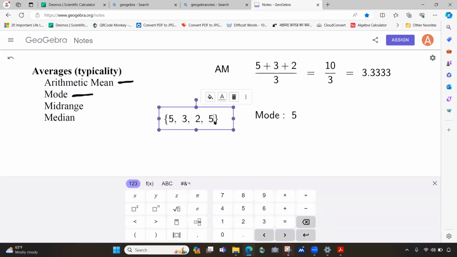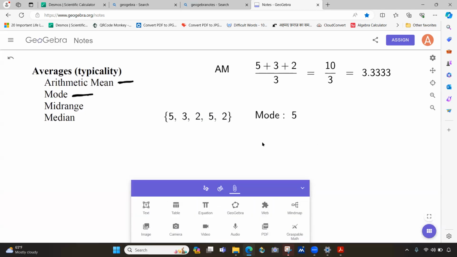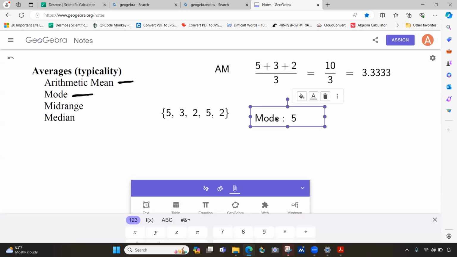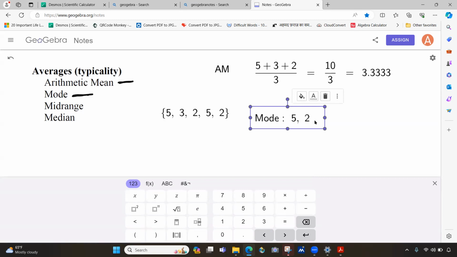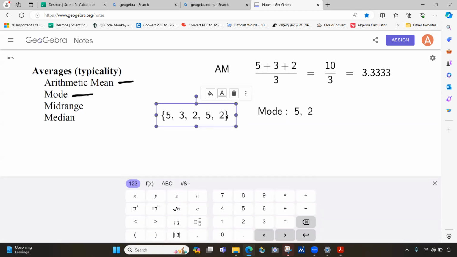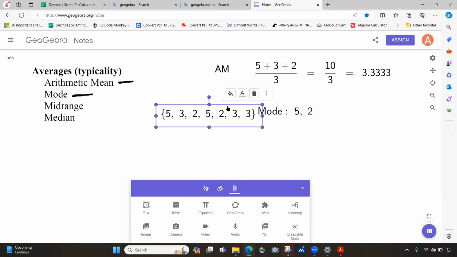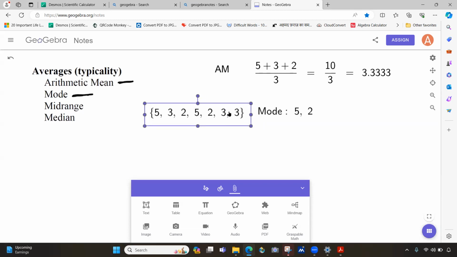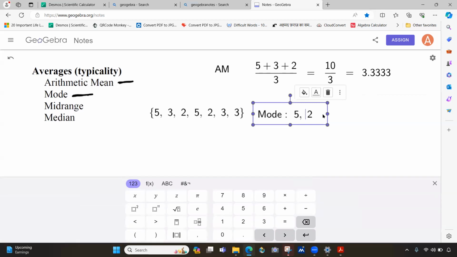Now, what if your data set is something like this? Your data set has two 5s, two 2s, and a 3. It's called bimodal. Your modes are 5 and 2. So you have two modes because 2 and 5 are the most frequent numbers. Now, if I put in another 3, what's the mode of this data set? Well, 3 is the most frequent number and it's unique. Only one number is the most frequent, so the mode is 3.